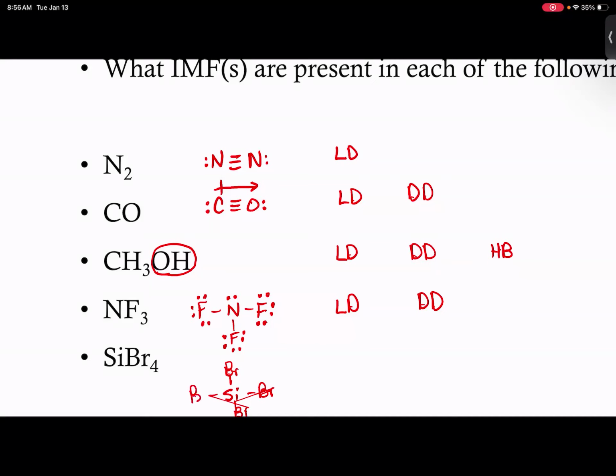This is going to be a molecule that has 4 bonds of bromine to a silicon, making this molecule tetrahedral. We know it's going to have London dispersion. Is it going to have anything else? No, because it's a nonpolar molecule. It's tetrahedral and all of the outer atoms are the same.